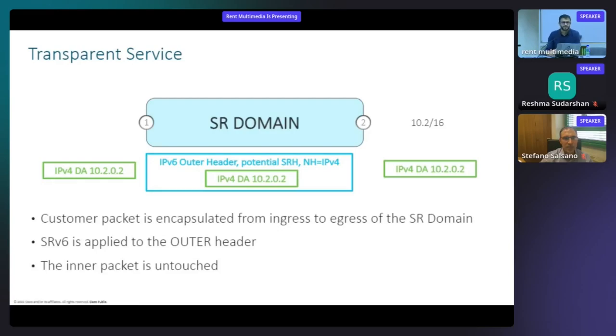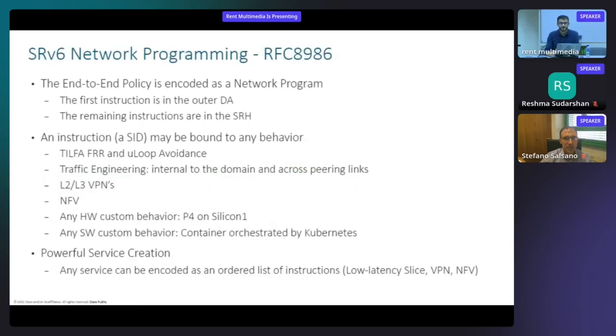The heart of the SRv6 technology is basically the network programming. This is a proposed standard in RFC 8986. And what this network programming says is that any end-to-end policy can be encoded as a network program. And as any program, it has a list of instructions. The first instruction is encoded in the destination address of the packet. The remaining instruction is encoded in the segment routing extension header.